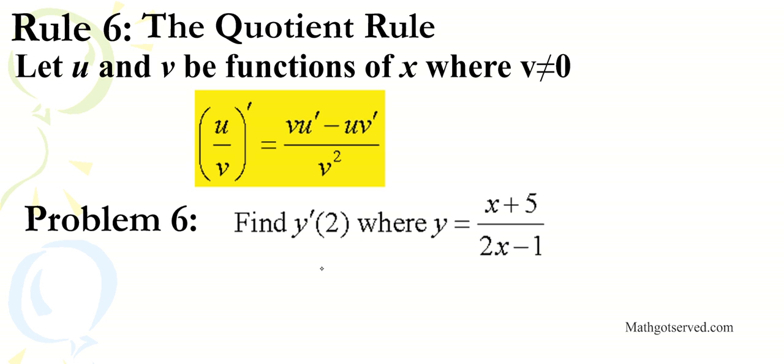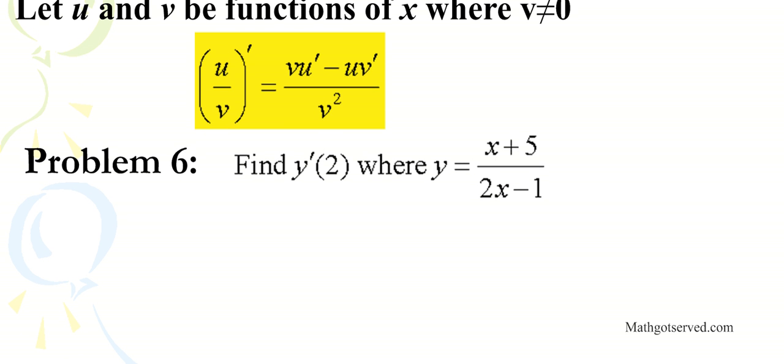It says find y prime of 2 where y is equal to x plus 5 over 2x minus 1. If you want to apply the quotient rule, it's good to identify what u and v are first, and then write down the formula and then substitute the corresponding functions into the spots that were created in the formula you wrote. All right, so let's look at this. Obviously the numerator is u. In this case, u is basically x plus 5. And then the denominator v is 2x minus 1.